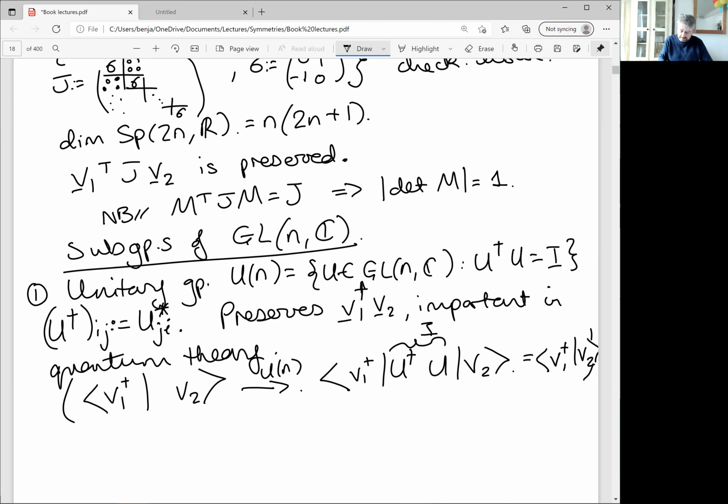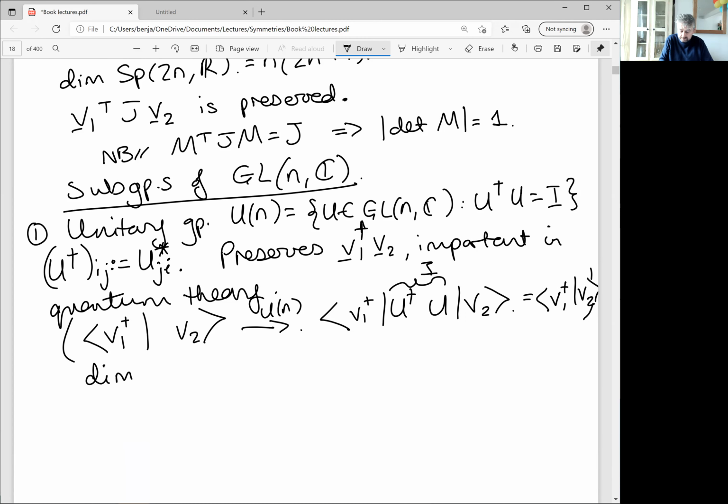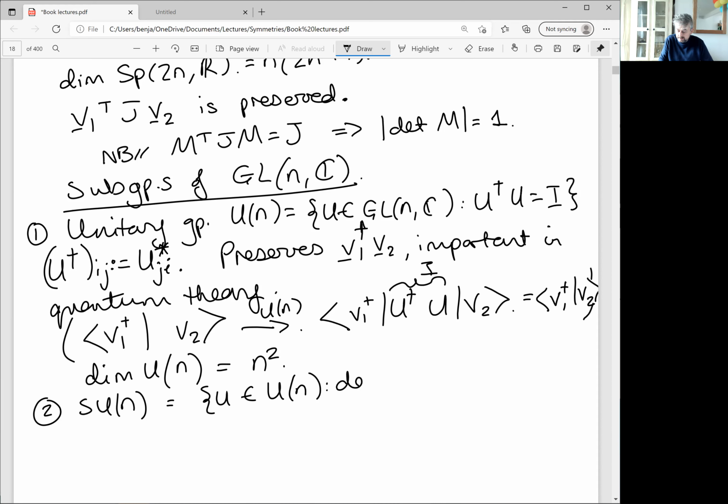Again, it's an exercise laid out in the book to calculate the dimension of UN, and you'll find that the real dimension is n squared. Also important is the special unitary group. So we take members of UN, but we additionally stipulate that the determinant is plus 1. Special unitary group.